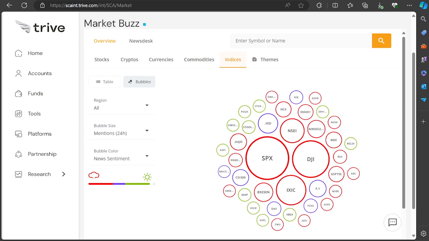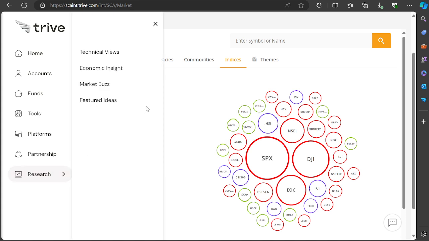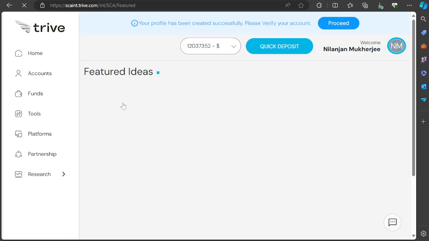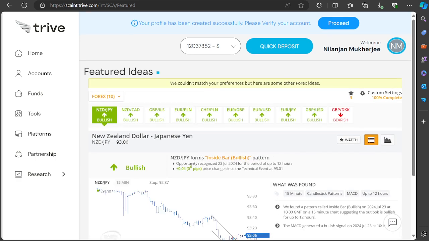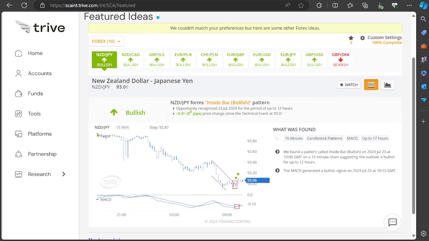This is something very important for you, like fundamental analysis, which directly or indirectly impacts the market. You can see what the plans for the economy are and how this will impact your particular currency pair. If we go to featured ideas, it basically gives you directly, you can say, a signal something like this.